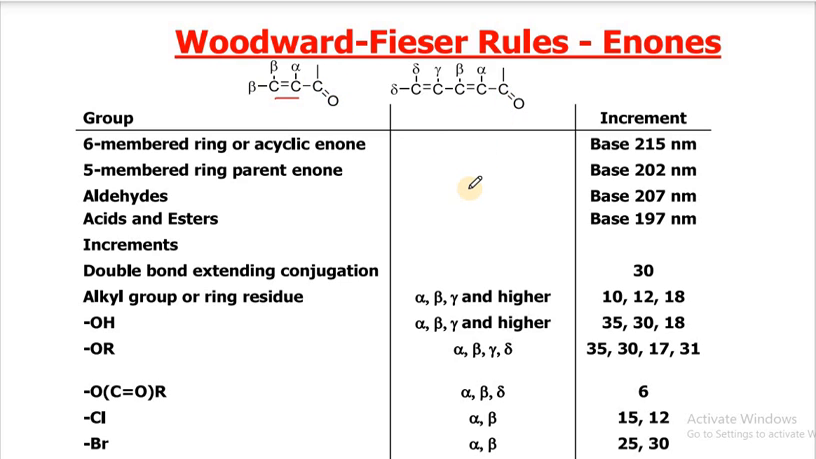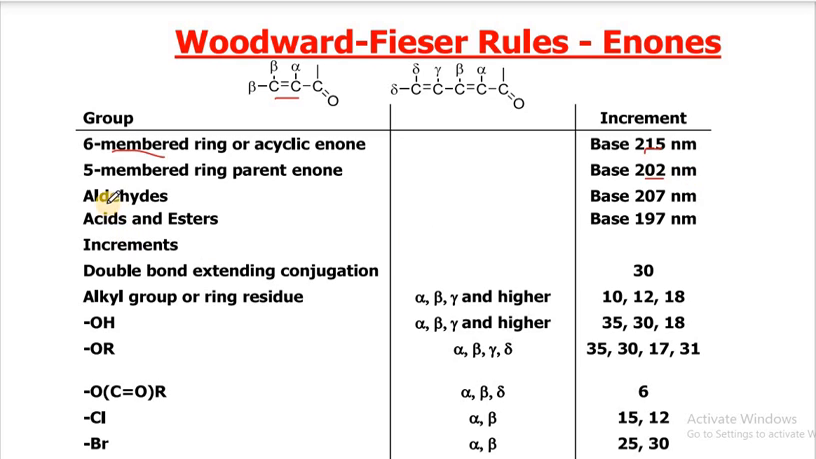So in this type of molecules, the basic value for this type of compound is, if it is a 6-membered ring or acyclic enone, means alpha beta unsaturated carbonyl compound is present, then the basic value will be 215 nanometer. If it is a 5-membered ring with alpha beta unsaturated carbonyl compound, then the value is 202 nanometer.